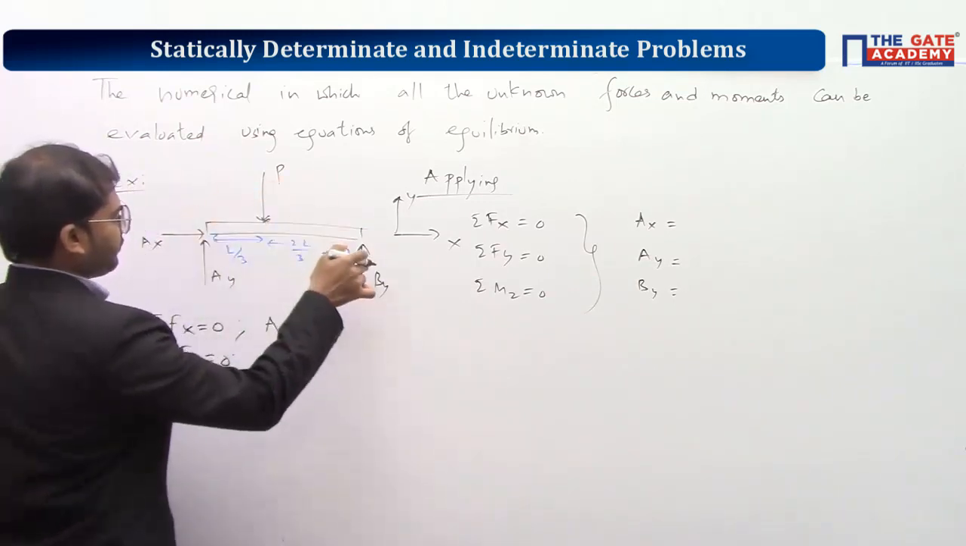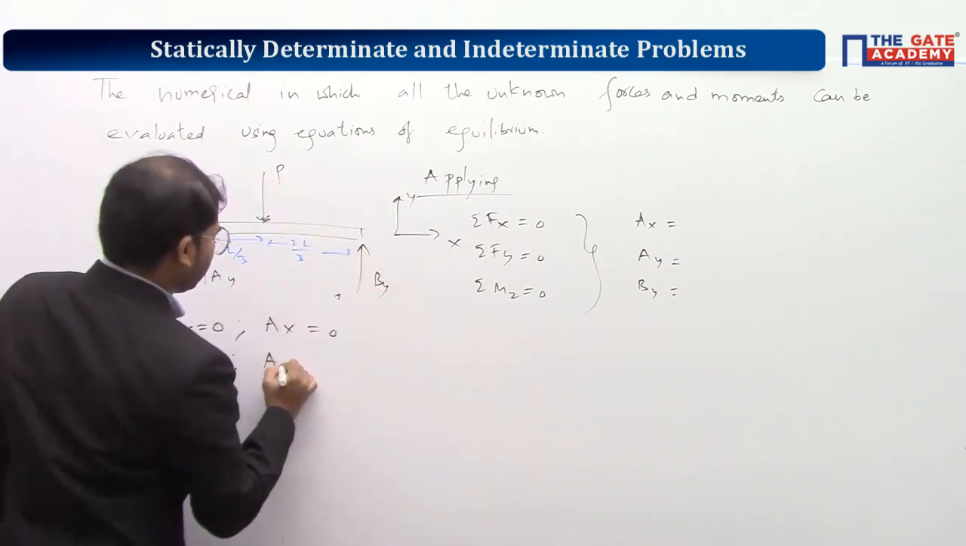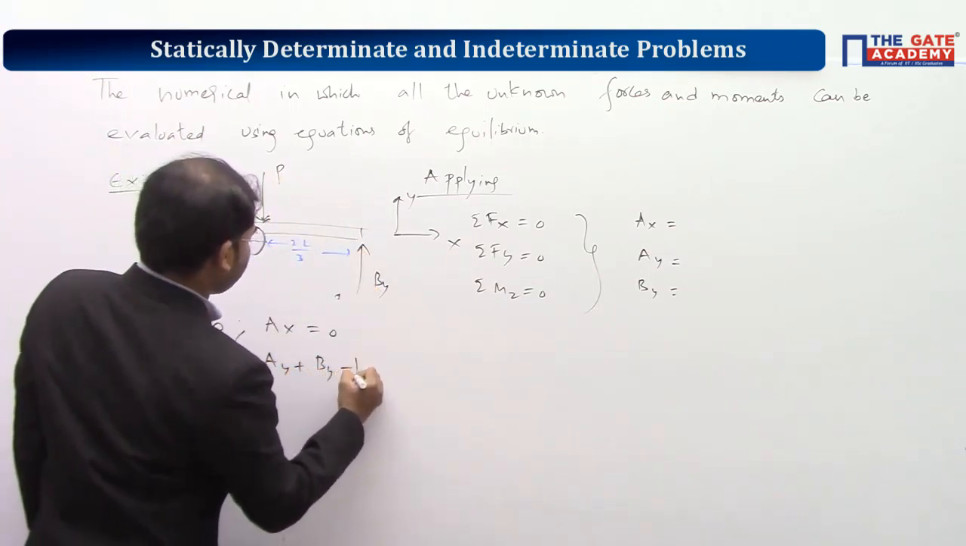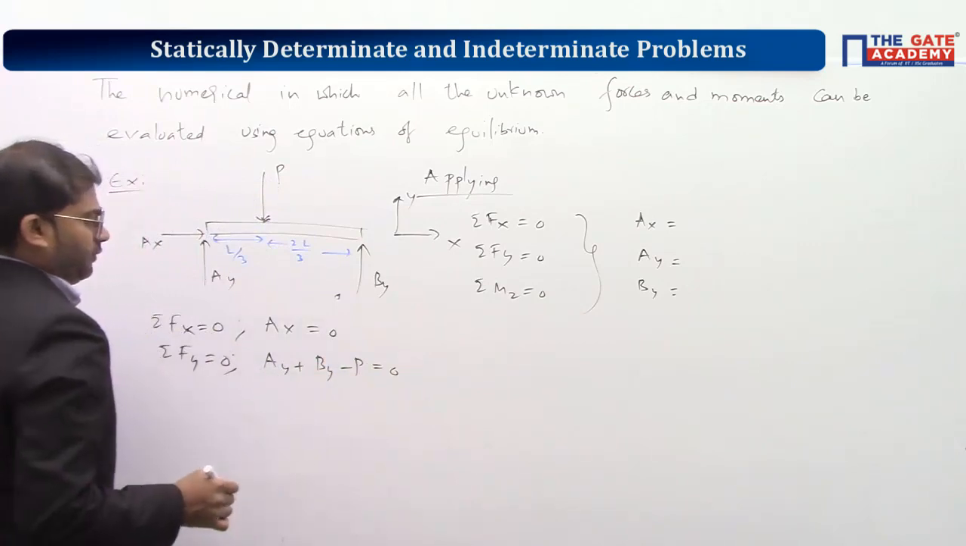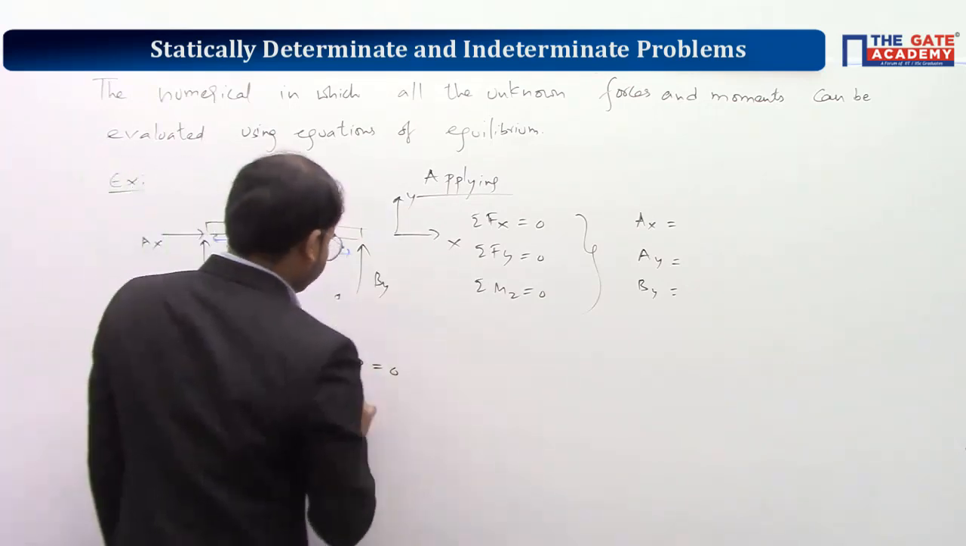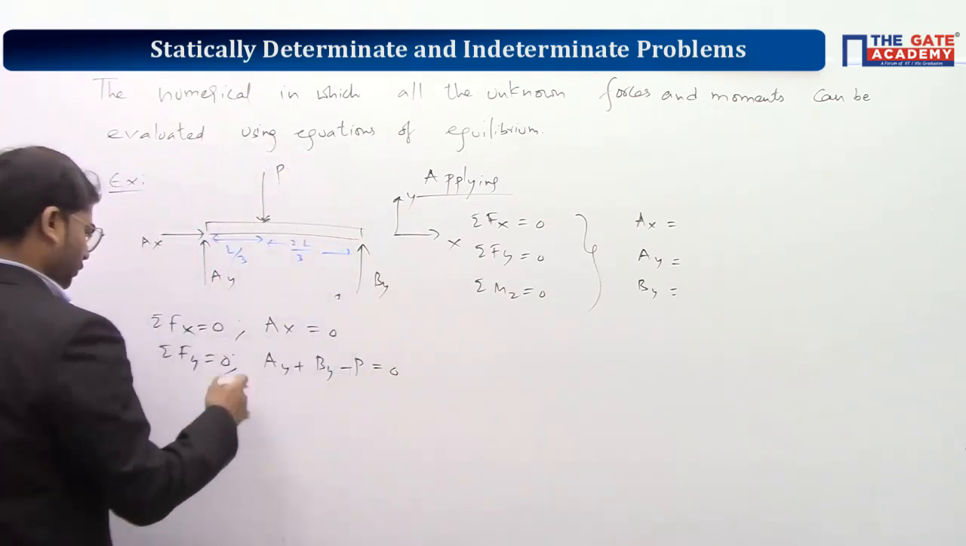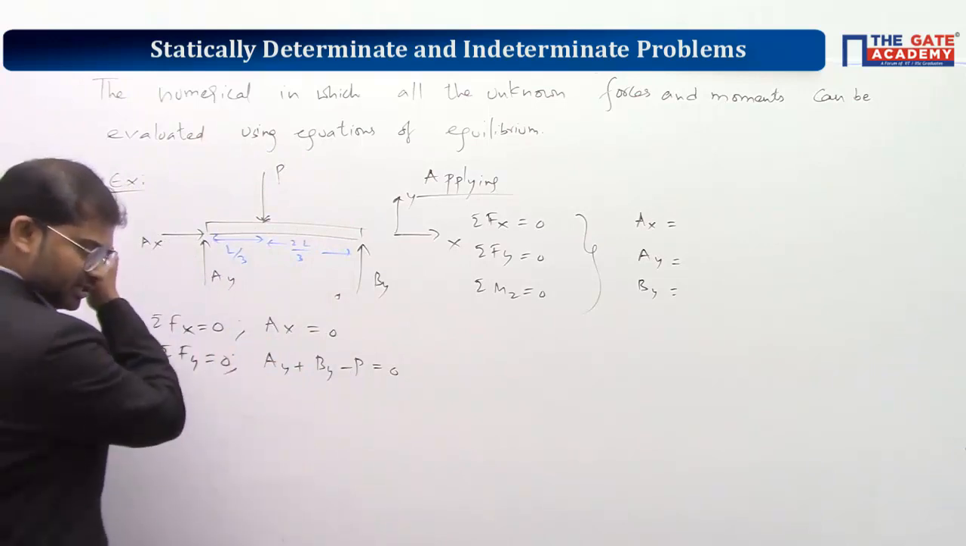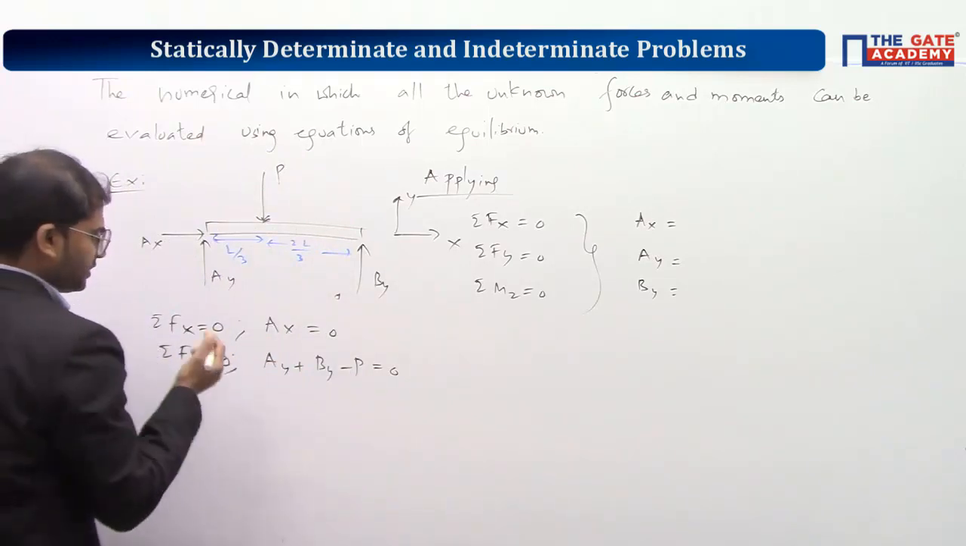There are three forces in y direction. Ay, By are in positive y direction and P is in negative y direction here. So this gives you Ay plus By is equal to P, or Ay plus By minus P is equal to 0.